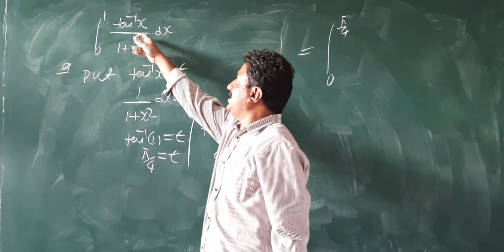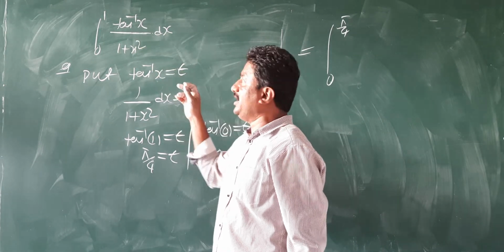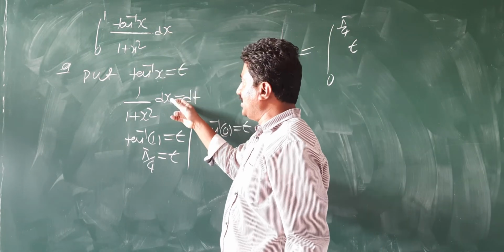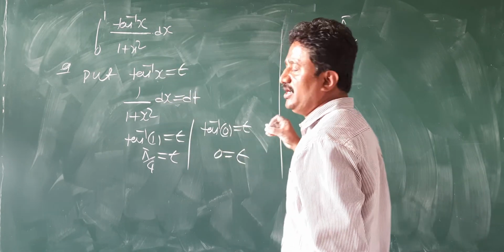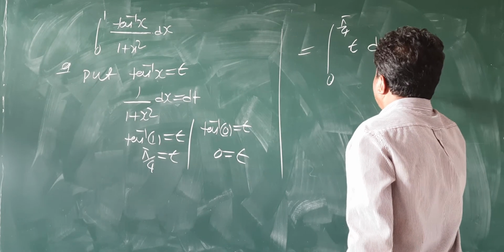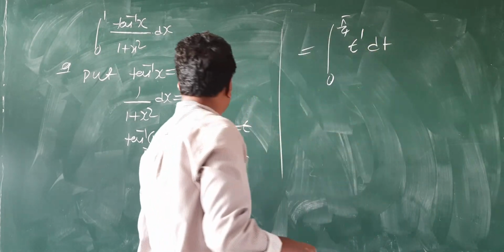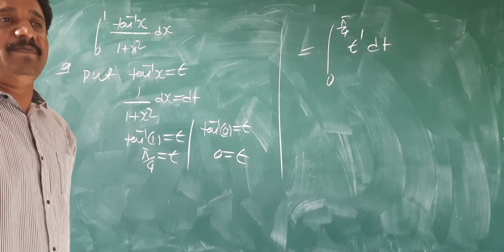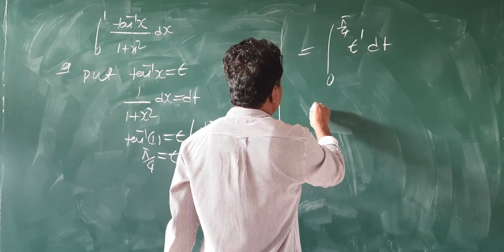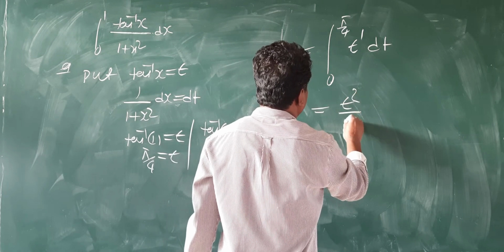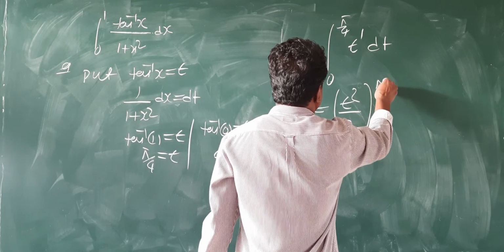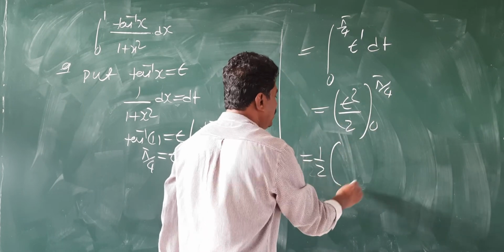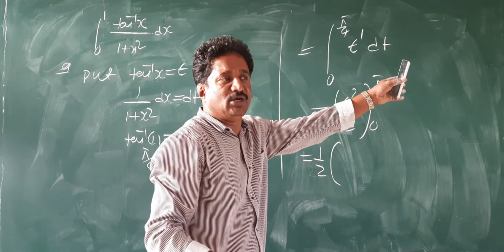So we have taken tan inverse x as what? t. So dx by 1 plus x square is dt. Integration of x power n is x power n plus 1 by n plus 1, so t square by 2. Limits are from 0 to pi by 4. Keep that 1 by 2 outside: 1 by 2, upper limit minus lower limit.